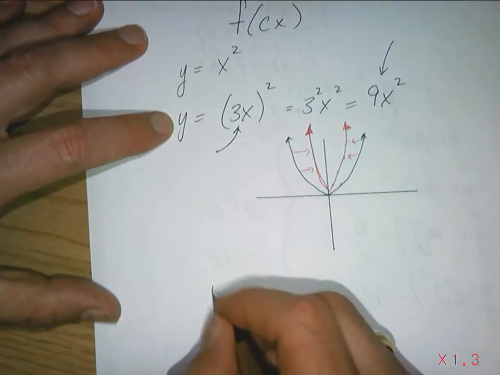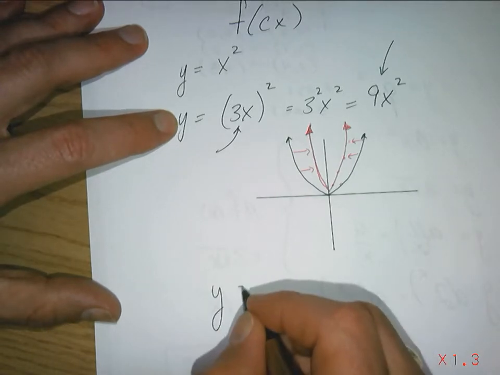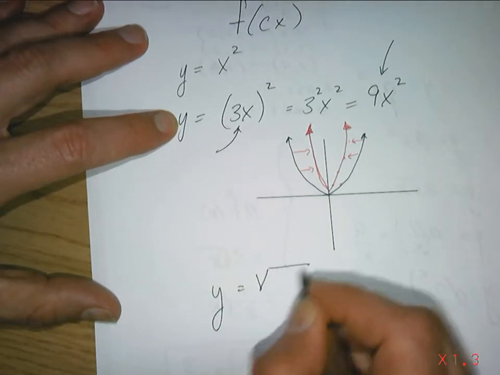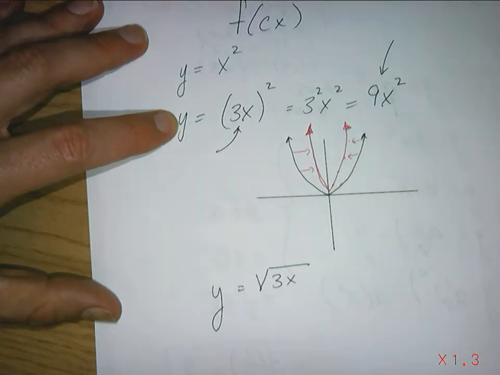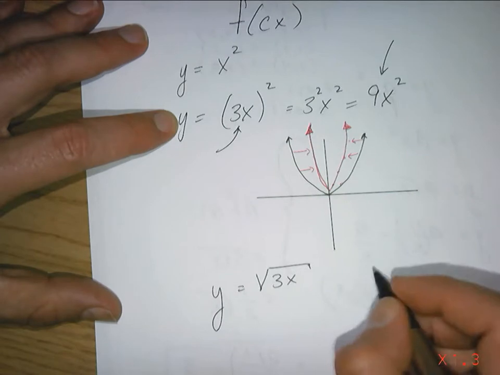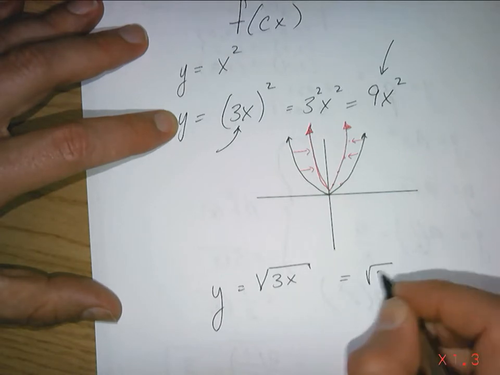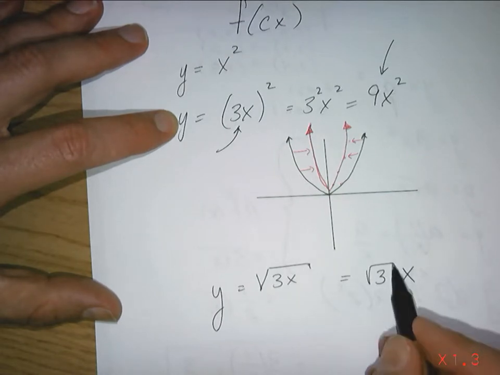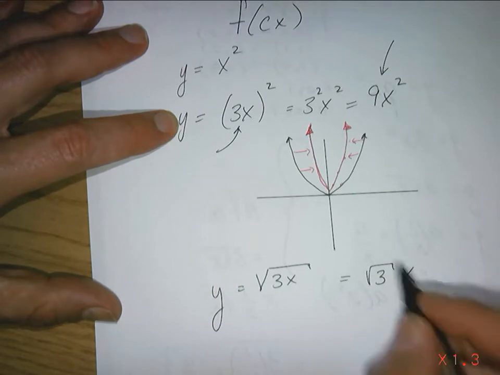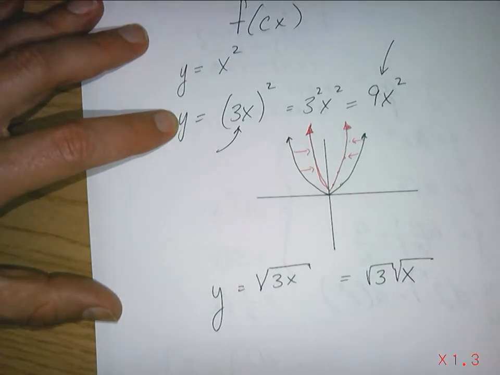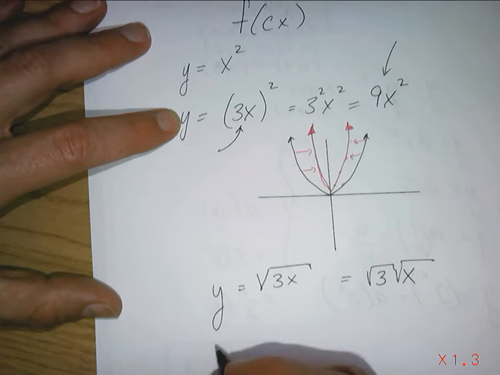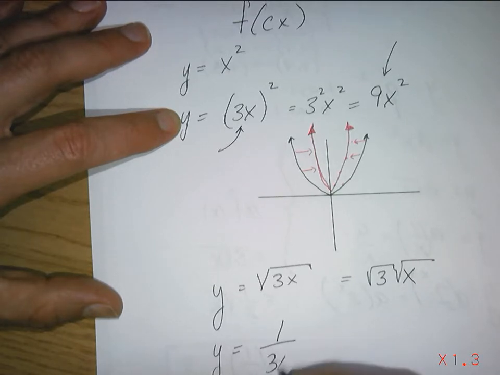What if I wanted to do a horizontal compression by 3 of the square root function? Well, it would look like that. Okay. I guess you could argue that that is the same as a vertical stretch of root 3, but we normally don't do that. What if I wanted to do a horizontal compression of the 1 over x? So it would be 1 over 3x, like that.